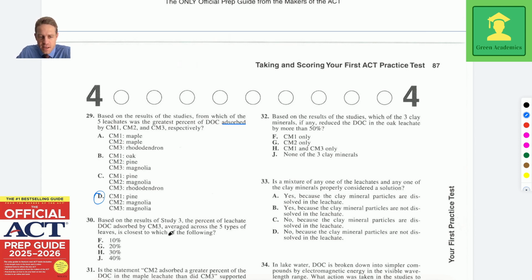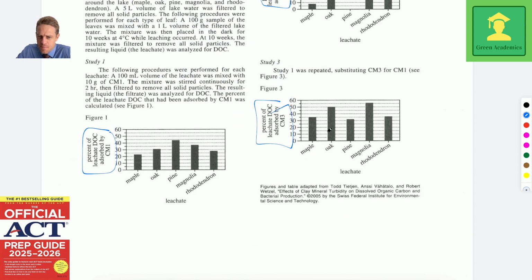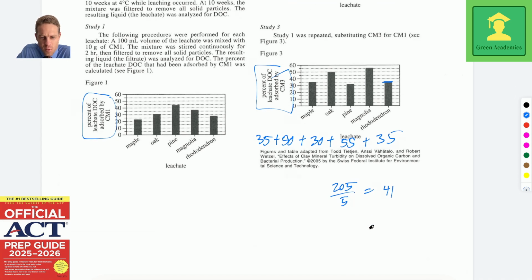Based on the results of study 3, the percent of leachate DOC absorbed by CM3 averaged across the 5 types of leaves is closest to which of the following? Study 3, percent absorbed across the 5 types. I'm just going to do the math, right? So 35 plus 50 plus, call it 30, call it 55, call it 35 is 85, 115, 170, 205 divided by 5 is 41.